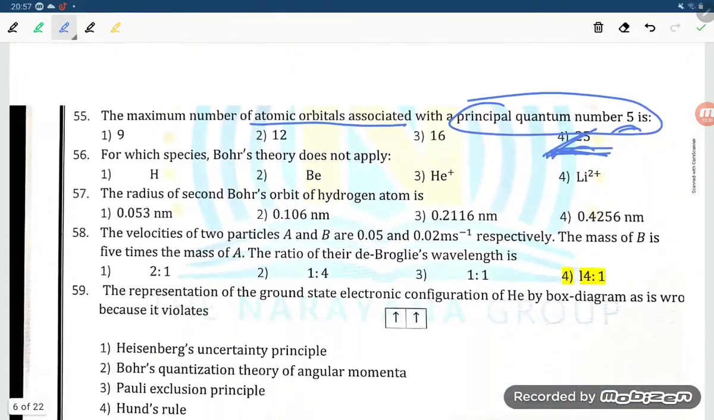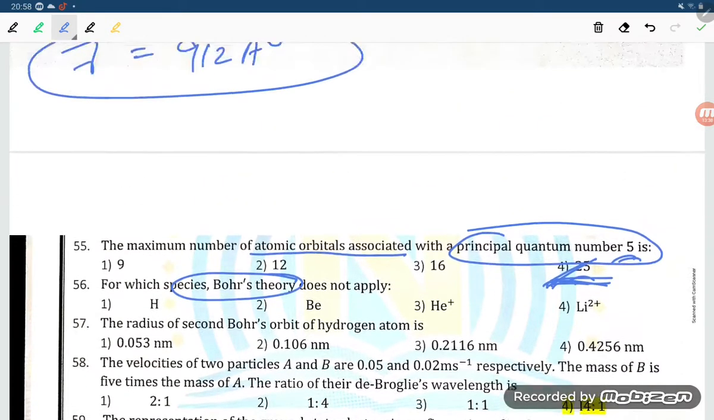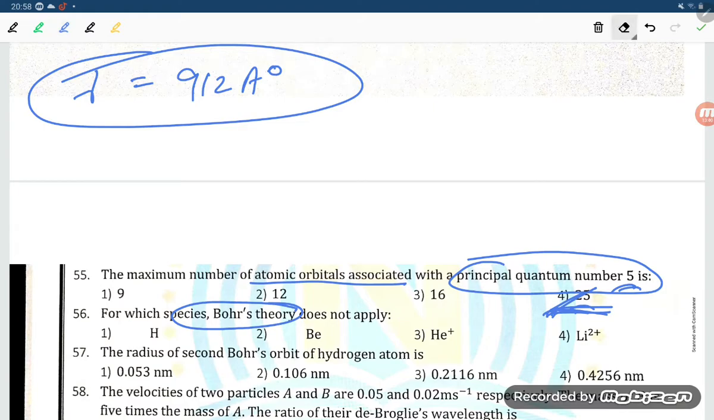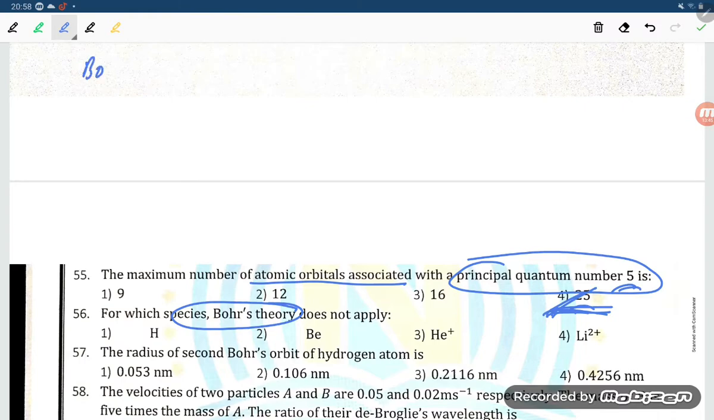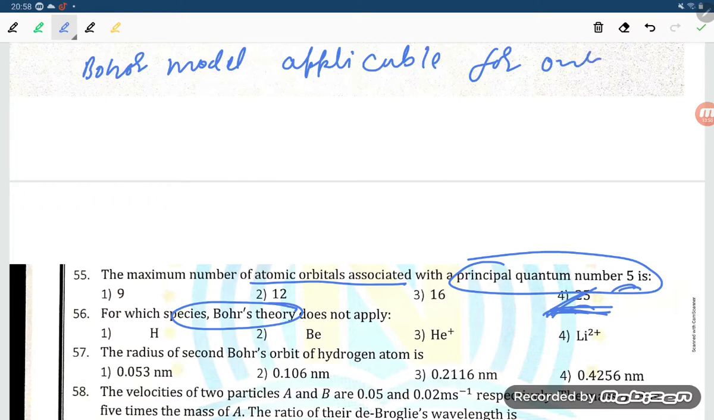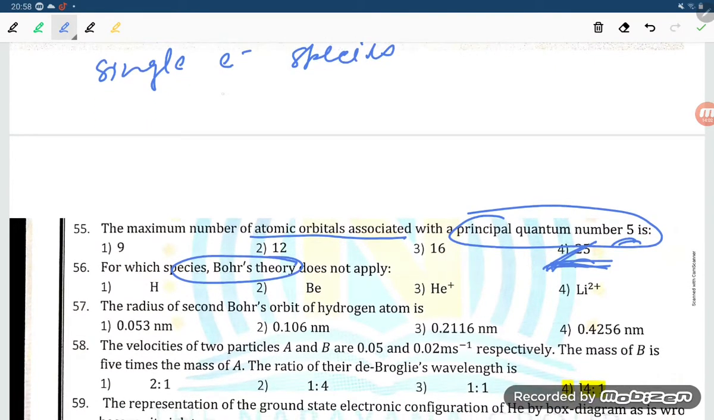Next one, question number 56, what is there student? For which species Bohr theory does not apply? If you talk about the Bohr theory, Bohr theory is given for single electron species. So the Bohr model is applicable for only single electron species. Four options are given. So hydrogen, this has 1 electron, no problem.